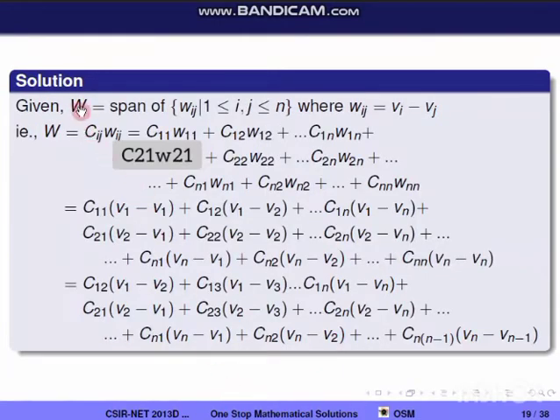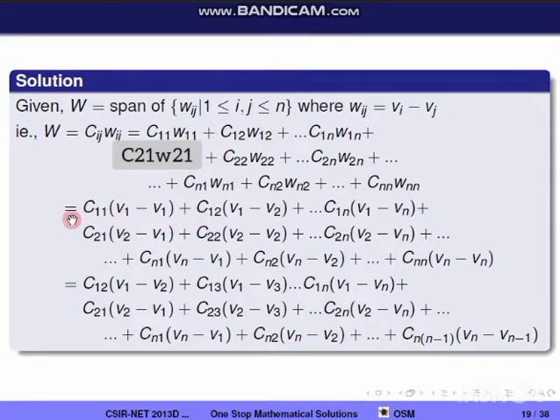They are given W is equal to the span of Wij, where Wij is equal to Vi minus Vj. So an element of W can be written as a linear combination of Wij's, that is, Cij Wij. That is equal to C11 W11 plus C12 W12 plus up to C1n W1n, C21 W21 plus C22 W22 plus up to C2n W2n, plus up to Cn1 Wn1 plus Cn2 Wn2 plus up to Cnn Wnn.